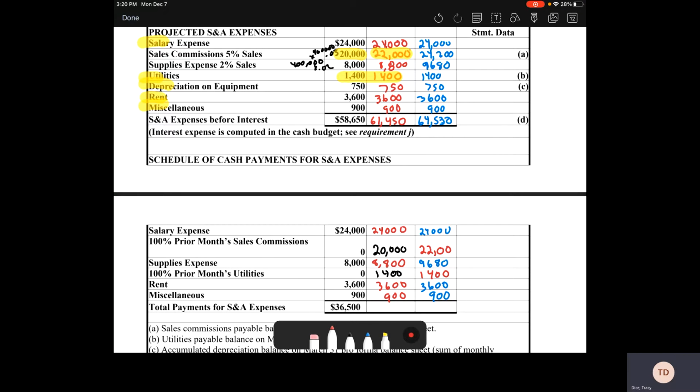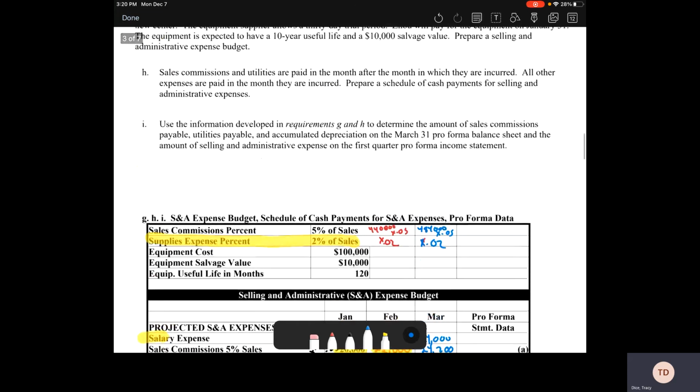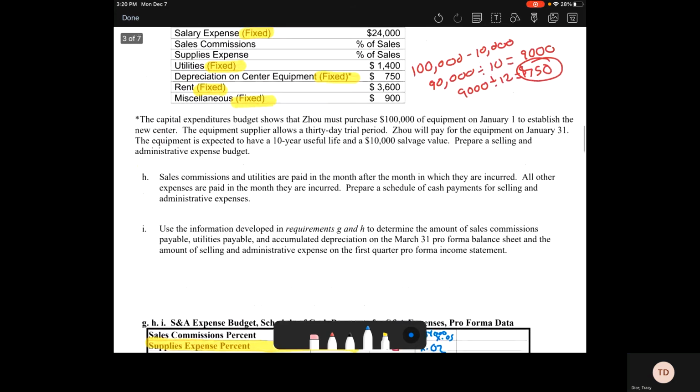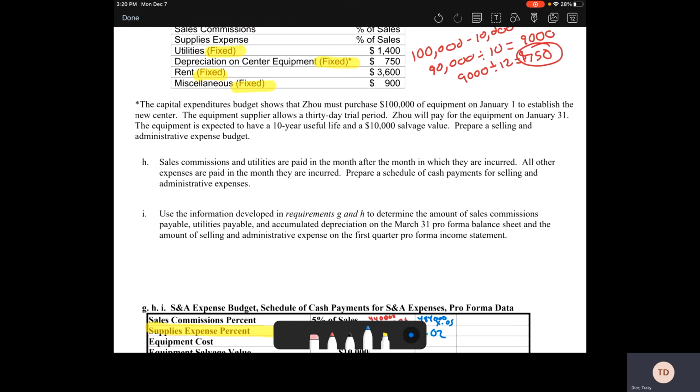Then we have to add all of those up, and when we do that, we find that our total payments in the month of February are going to be $58,700. And in the month of March, when we add all of those up, we're going to get $61,580. So that is part G and H, because we prepared that schedule of cash payments.